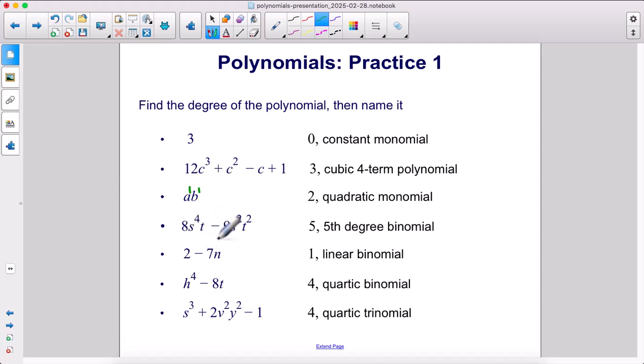8s to the fourth t minus 9s squared t squared. Well, this term has a degree of 5, and this one has a degree of 4, therefore it's a 5th degree polynomial, and there are 2 terms, so it is a binomial. 2 minus 7n, well, the greatest degree is 1, and it's 2 terms, so it is a linear binomial. h to the fourth minus 8t has a degree of 4, and it has 2 terms, so it is a quartic binomial. Here we have 3 terms, so it's a trinomial, and our highest degree is 4, because we have v squared y squared in there. So it's a quartic trinomial.